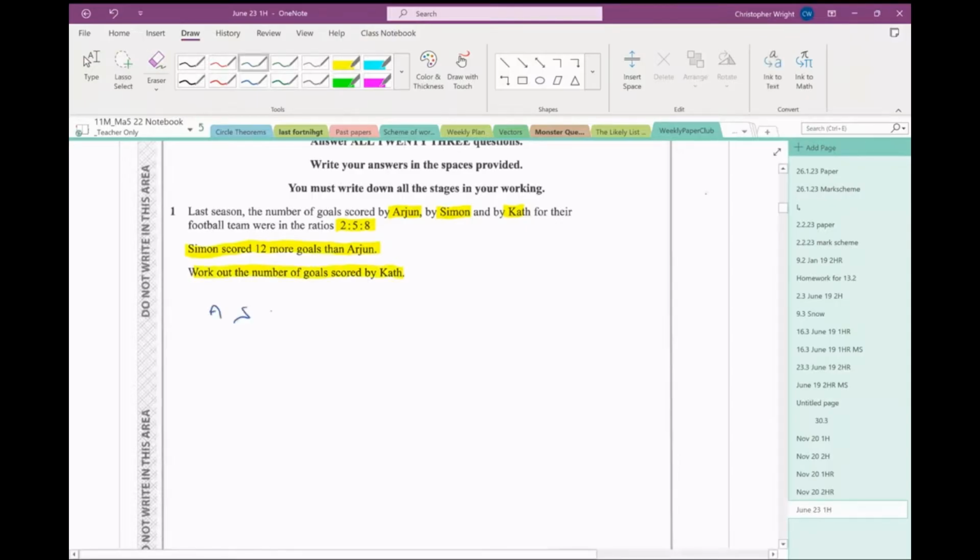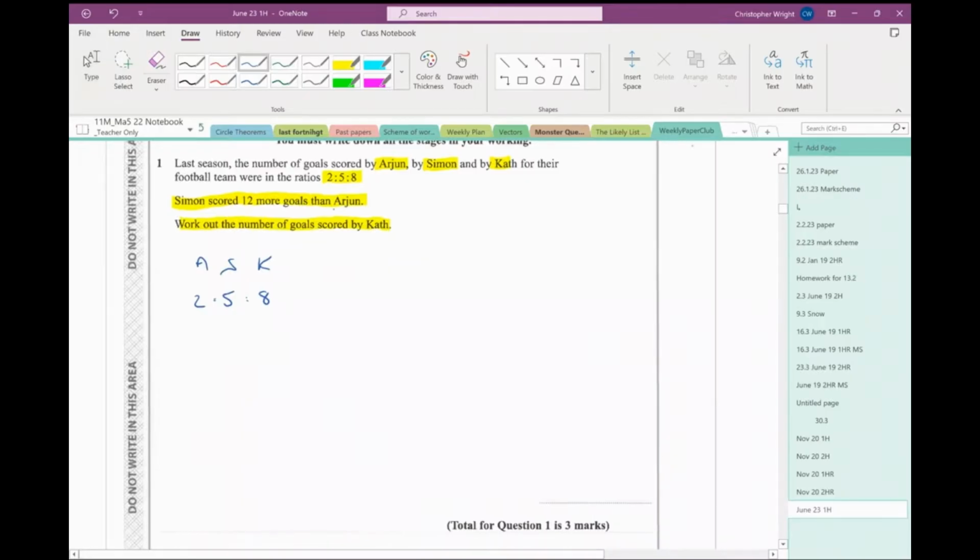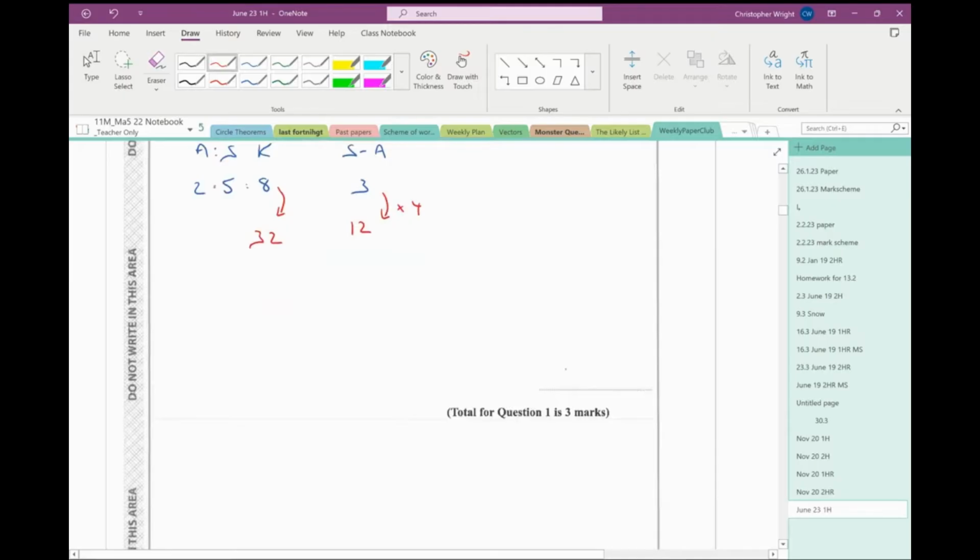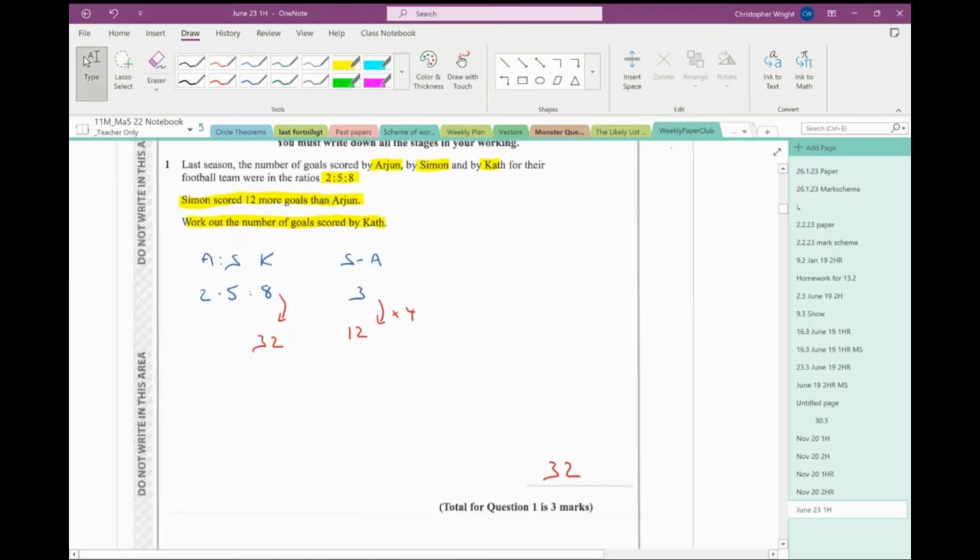A, S, K, 2 to 5 to 8. Simon scored 12 more goals than Arjun. Well, in my original ratios, Simon has scored 3 more goals than Arjun. So if Simon scores 12 more goals, then each of my ratios must be multiplied by 4. Work out the number of goals scored by Kath. 8 fours are 32. So 32 goals were scored by Kath.